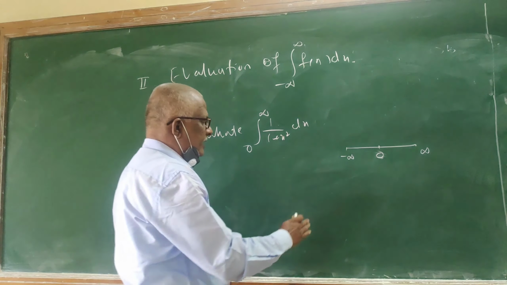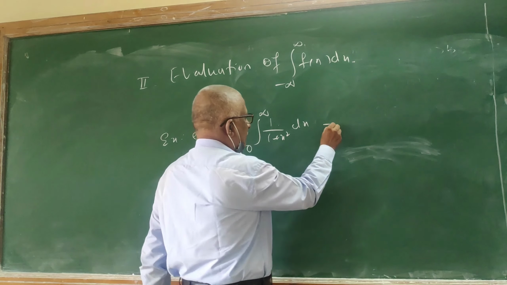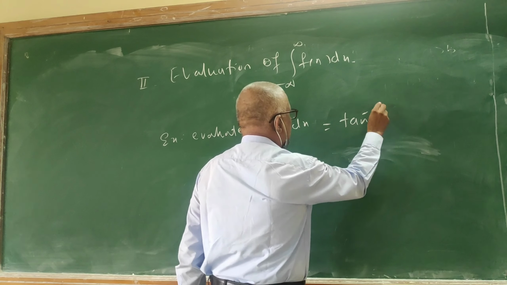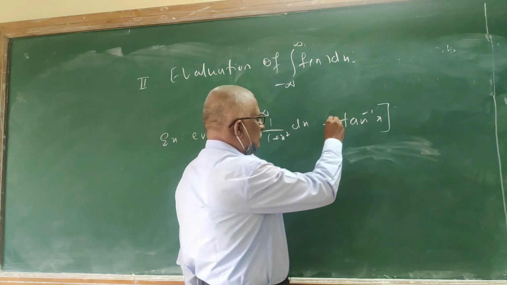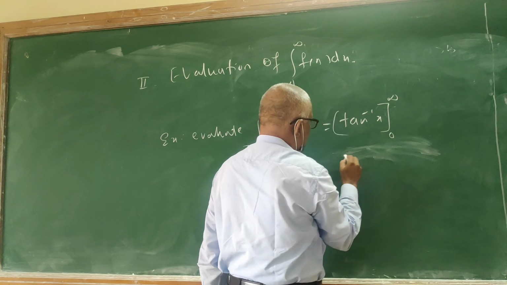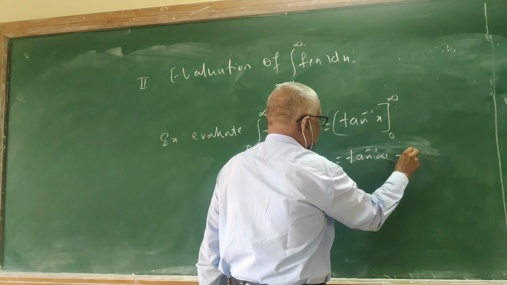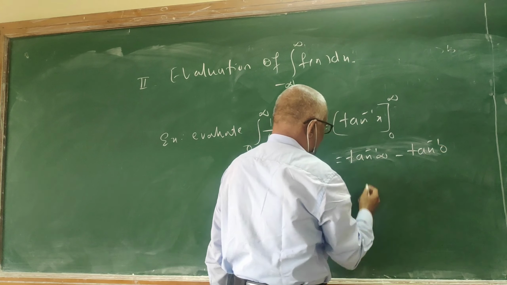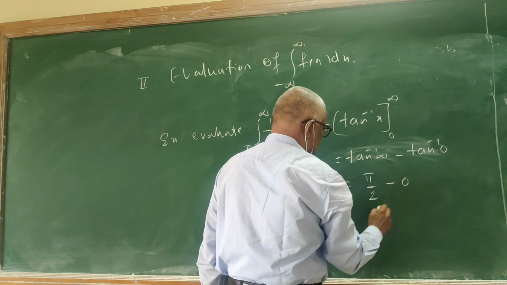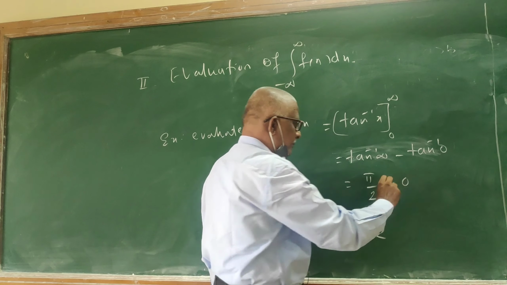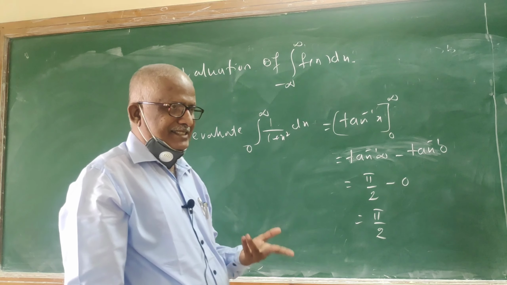Why? Because the integrand is one of the standard forms. Whose integral is what here? Tan inverse x. Apply the fundamental theorem of integral calculus, with x from 0 to infinity. Here it becomes tan inverse of infinity minus tan inverse of 0. Tan inverse of infinity is pi by 2, and tan inverse of 0 is 0. Ultimately, the value is pi by 2. So in such situations we don't need any assistance.